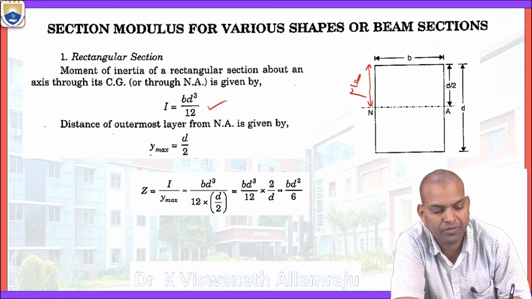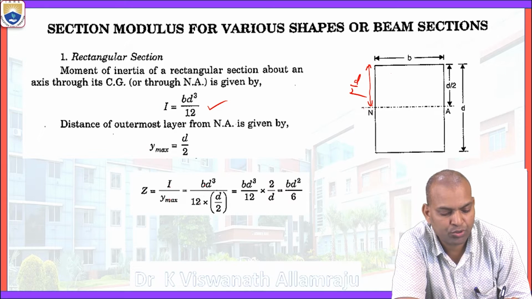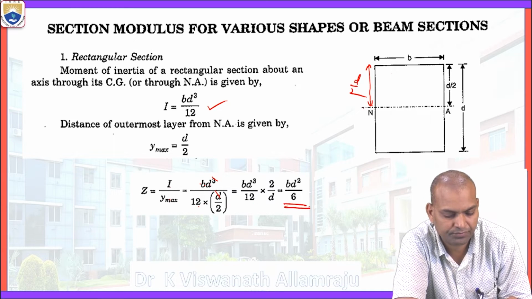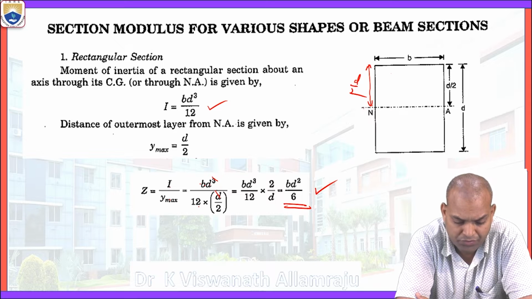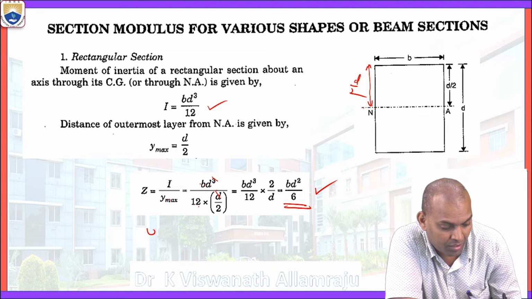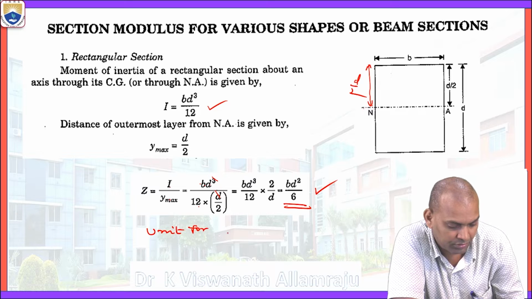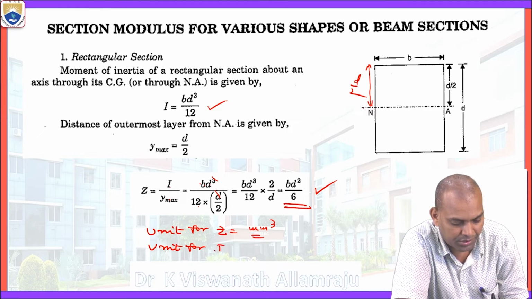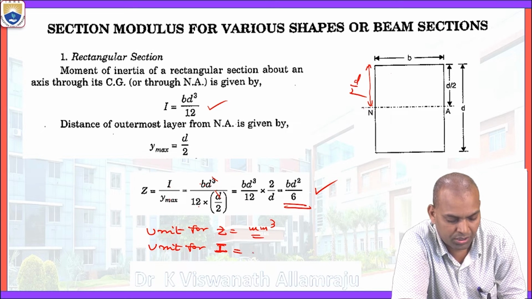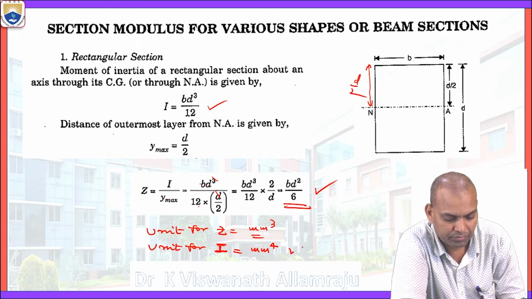Substitute here I by y maximum. I by y max is b d cube by 12 times 2 by d. D gets cancelled, giving b d square by 6. So the section modulus for rectangular section is mathematically b d square by 6. The unit for section modulus is millimeter cube. The unit for I, that is area moment of inertia, is mm to the 4.